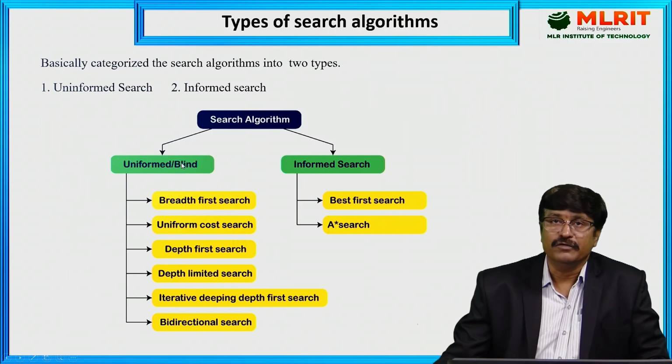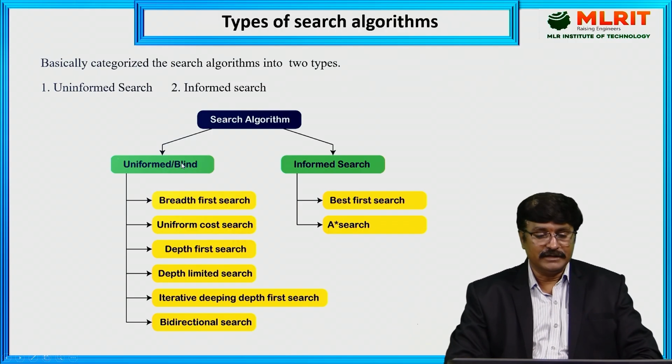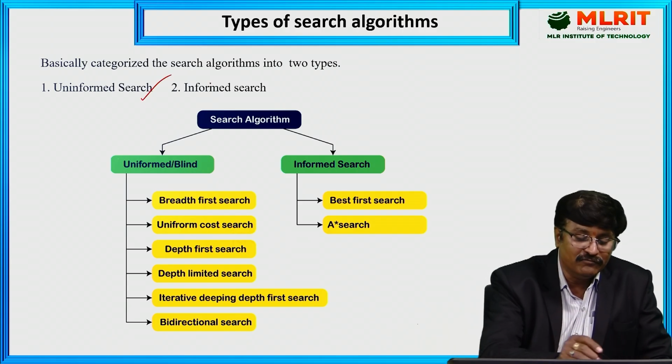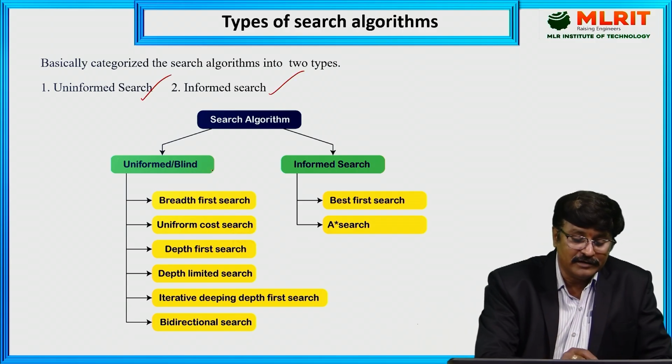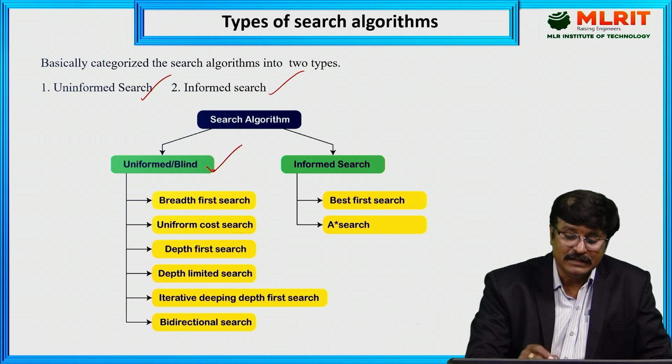Then going to the next topic: what are the types of search algorithms? Basically, there are two types of search algorithms. One is the uninformed search algorithm, the other is the informed search algorithm. The uninformed search algorithm is also called a blind search algorithm. The informed search algorithm is also called a heuristic search algorithm.